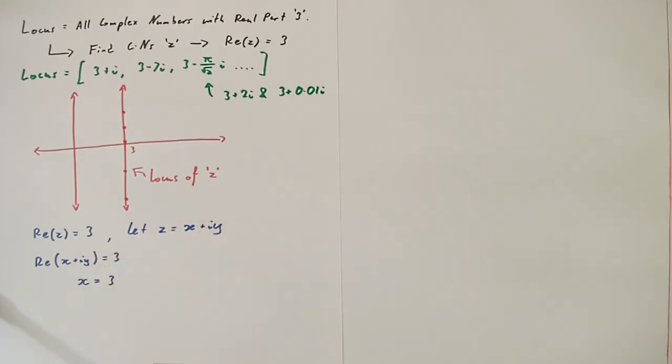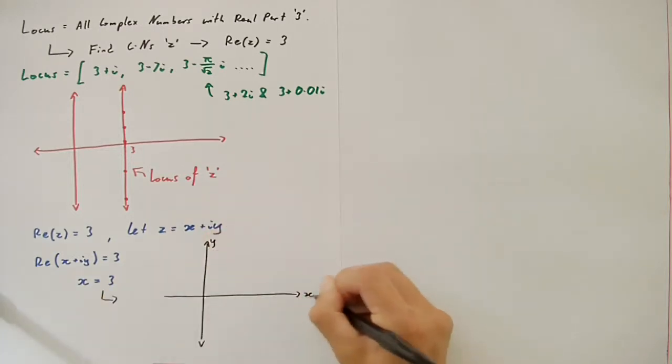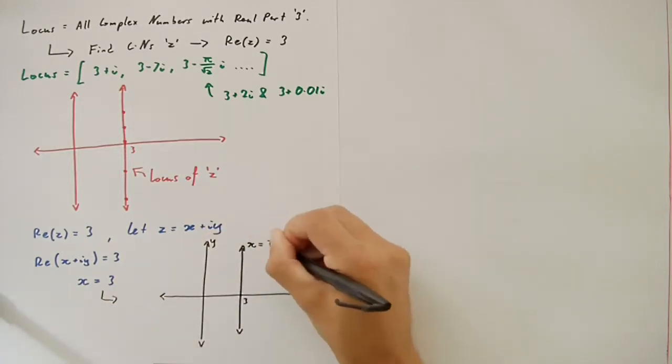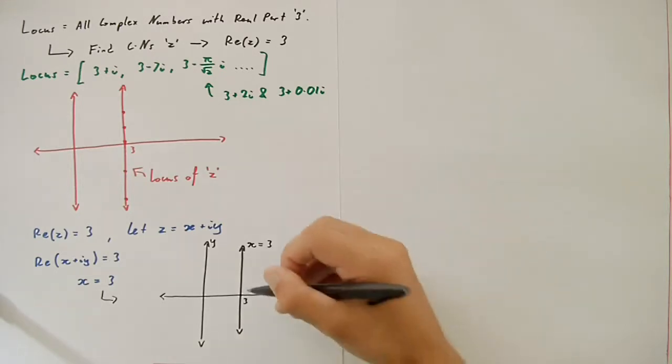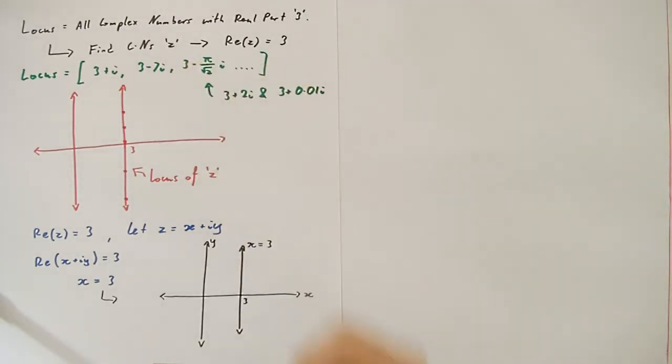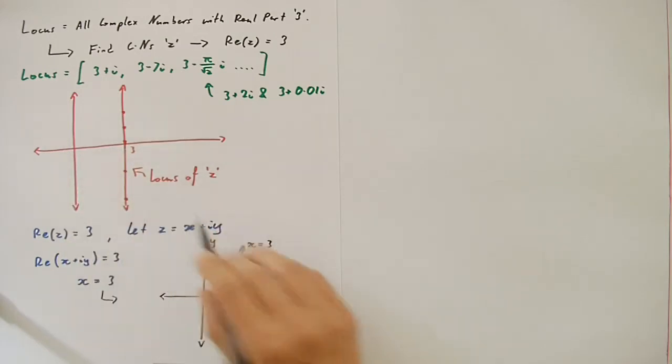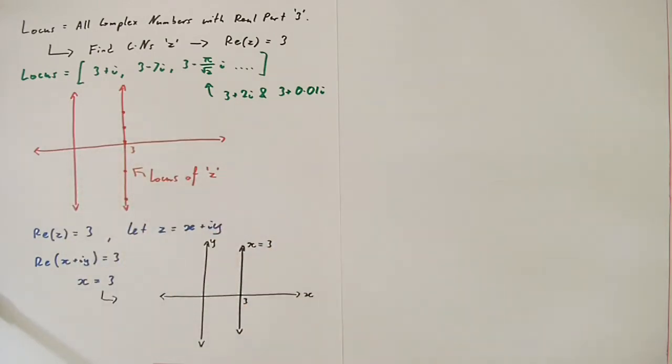Now I'm actually going to sketch the line x equals 3 in the Cartesian plane. And notice that the line x equals 3 perfectly matches our locus in the complex plane. That means that we can sketch the locus of z by pretending that the complex plane we're sketching it in is actually a Cartesian plane, and then we simply graph the equation x equals 3.